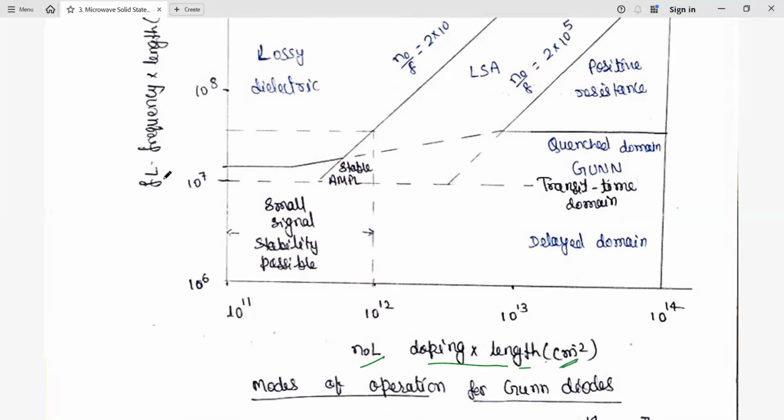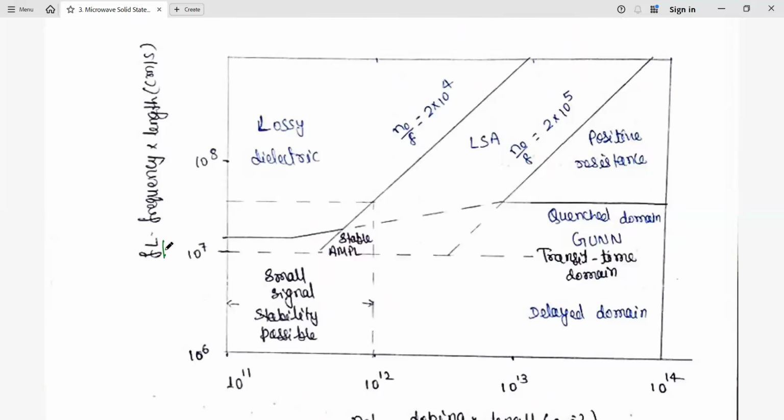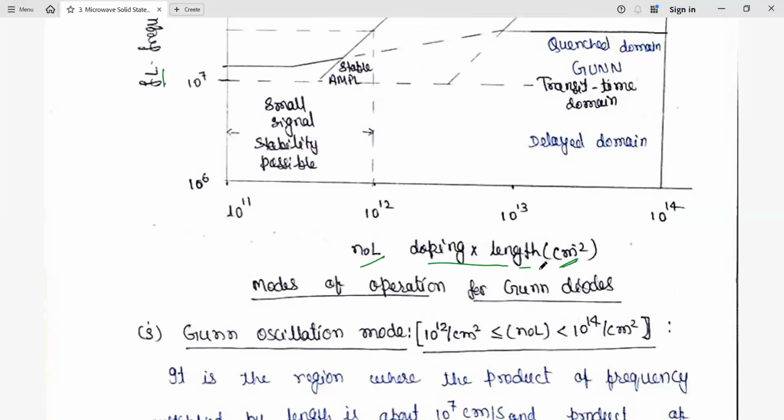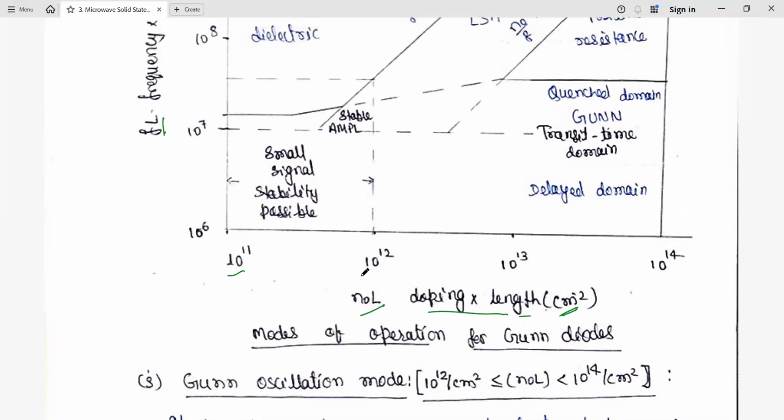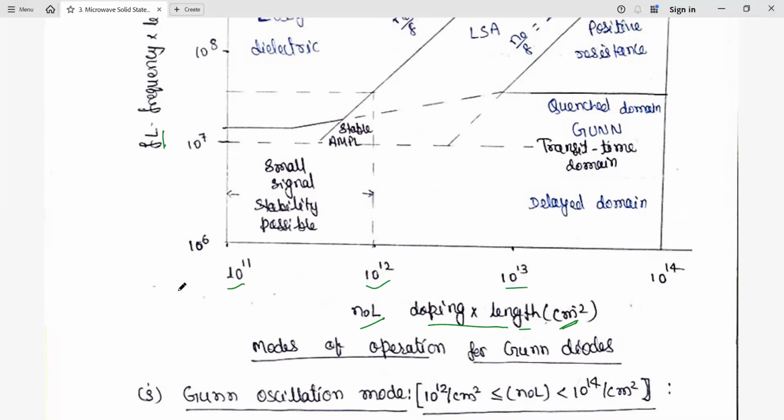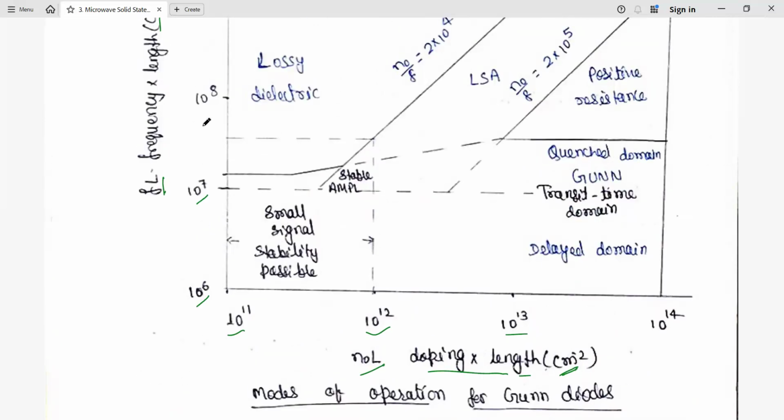And in the vertical axis, we have fL, the product of frequency and length, given again here in centimeter per second. Frequency is 1 by time, and length is in centimeters, so that is centimeter per second. The doping concentration is per volume, so we write centimeter to the power minus 2. Here we have 10 to power 11, 12, 13, 14 horizontally, and vertically 10 to power 6, 7, and 8.